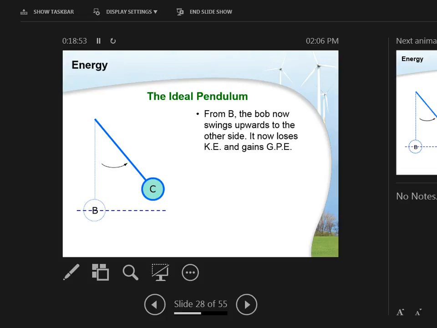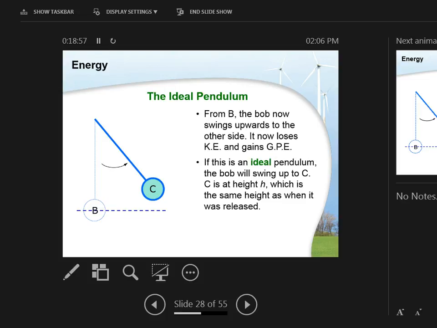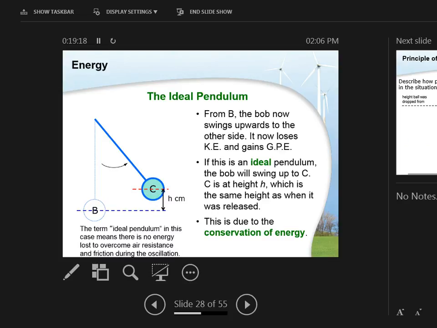So where did the kinetic energy go? It went into your gravitational potential energy. So if it is ideal, the bob will swing all the way up to point C, which is the same height as when it was released. Meaning it will continue forever and ever. So this is because of conservation of energy. Energy cannot be created, it cannot be destroyed, but it can be converted from one form to another.